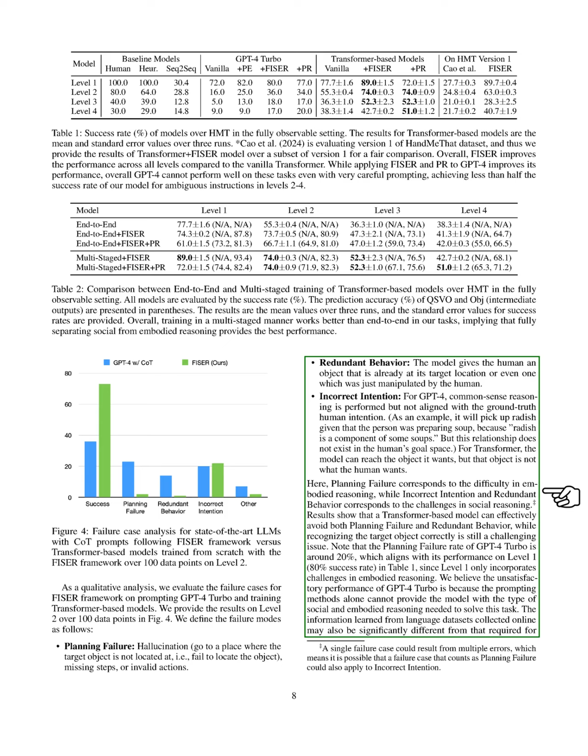Our findings show that while transformer models can avoid planning failure and redundant behavior, accurately identifying the target object remains a challenge. We note that GPT-4 Turbo has a planning failure rate of about 20%, consistent with its 80% success rate on level 1, which focuses solely on embodied reasoning. We believe that the limitations of GPT-4 Turbo stem from its prompting methods, which do not adequately support the social and embodied reasoning needed for this task. Additionally, the knowledge gained from online language datasets may not align with the requirements of household assistance tasks.